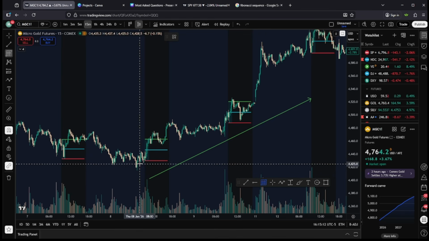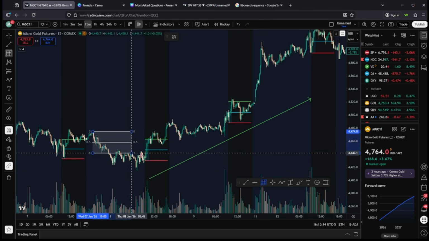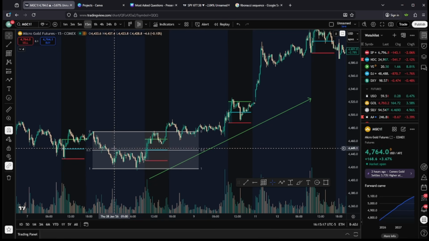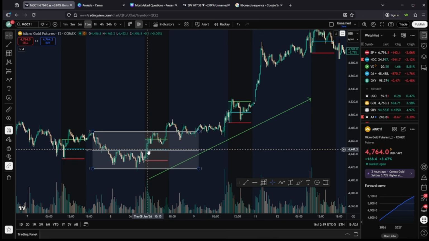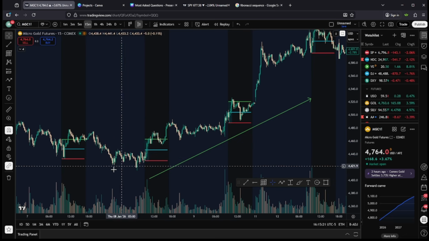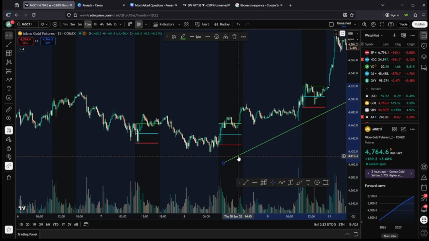Again, for me, I like measuring out 50% lines, depending on where price retraced to. If it retraces to 50%, that typically is the best entry I can get. It's not always going to retrace to 50%.